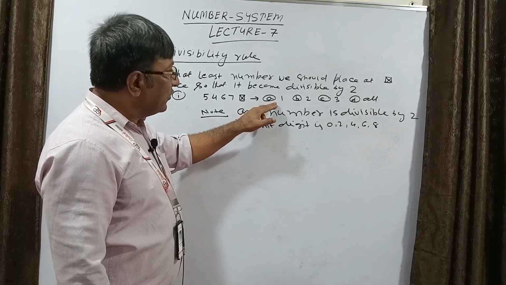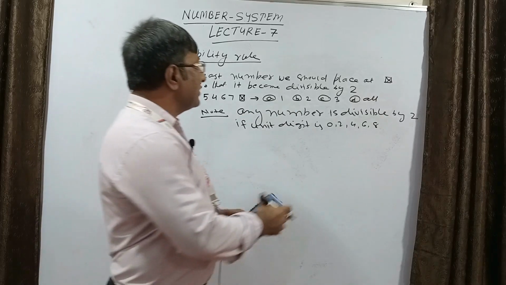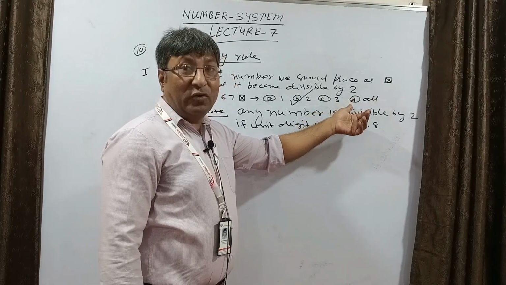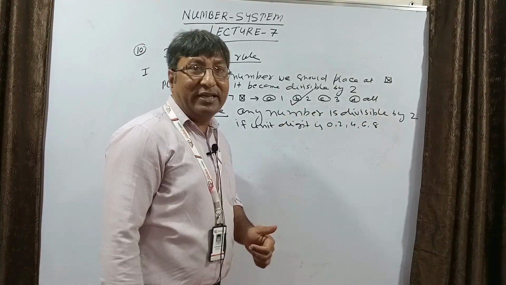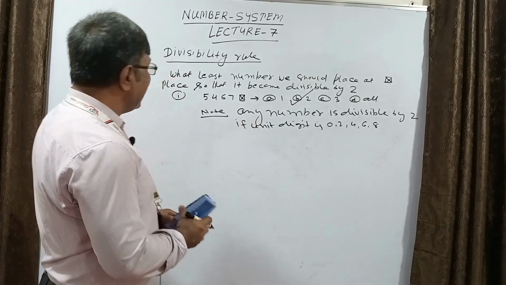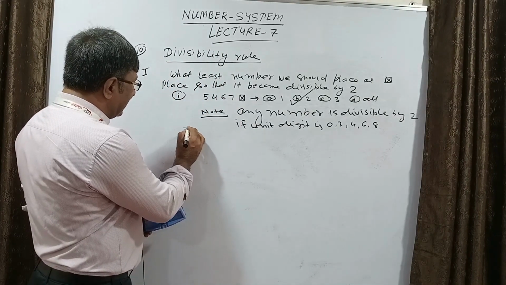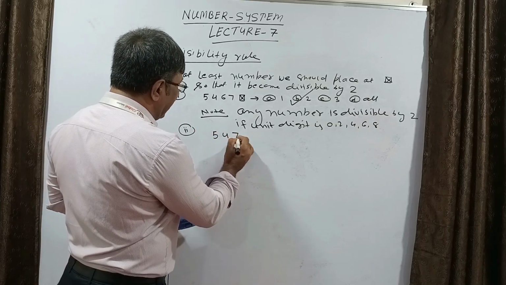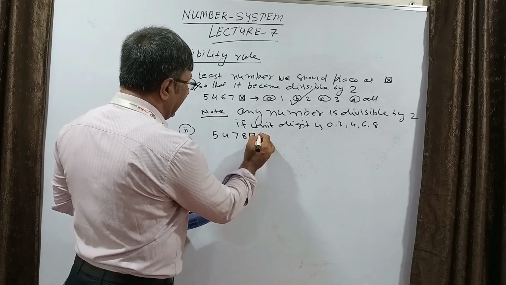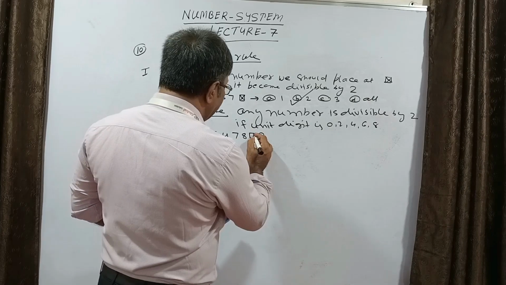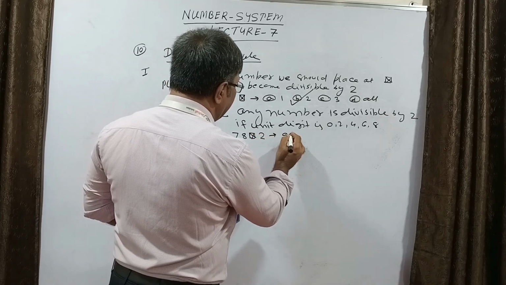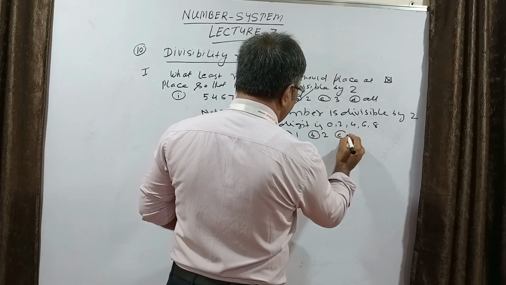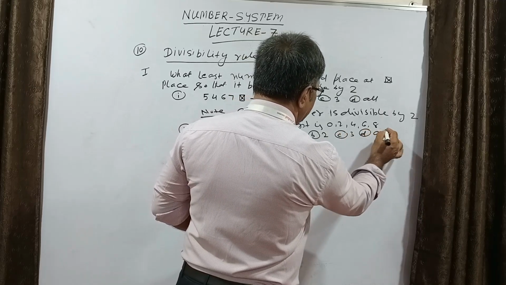Here 1 is not my answer, 2 is my correct answer, and 3 is also not correct, so all is not the right answer. My correct answer is 2. In the same way, suppose a second example, this is number 5, 4, 7, 8 and here given 2 and this is the star place. Options are given 1, 2, 3 and all.